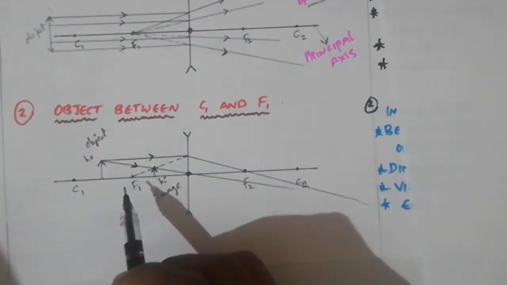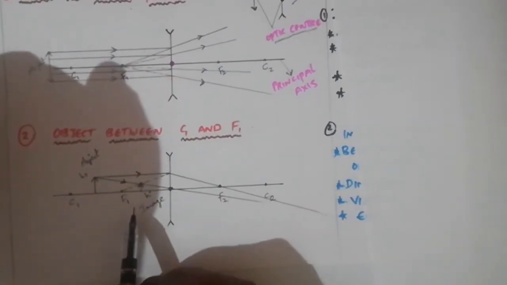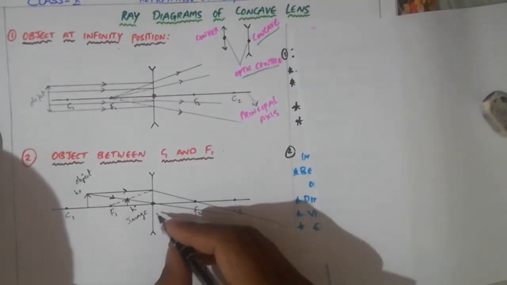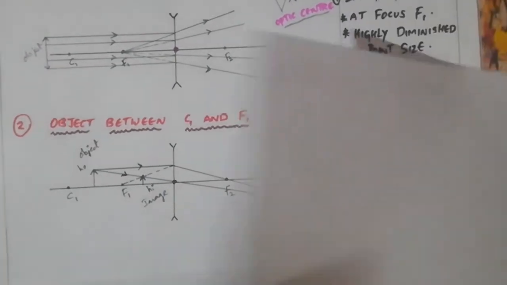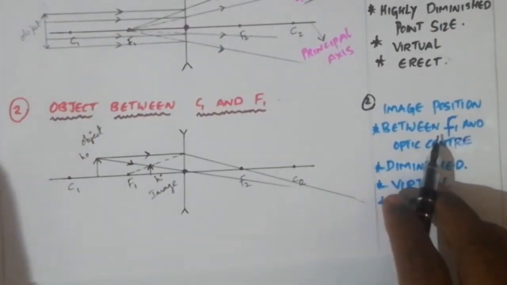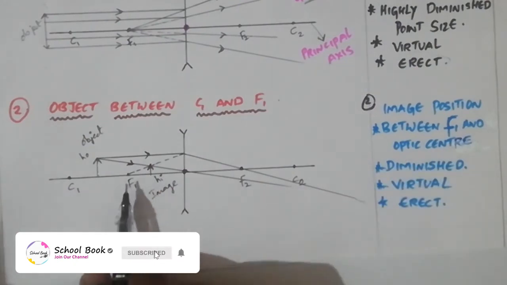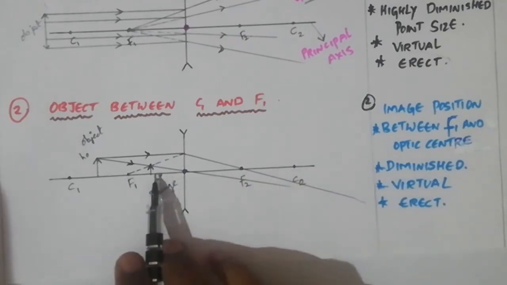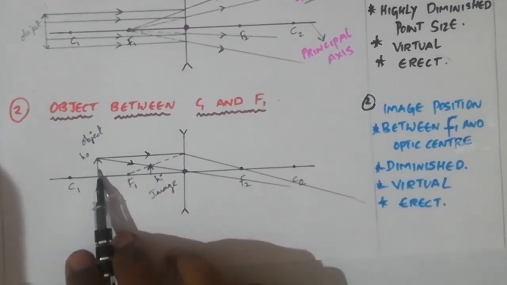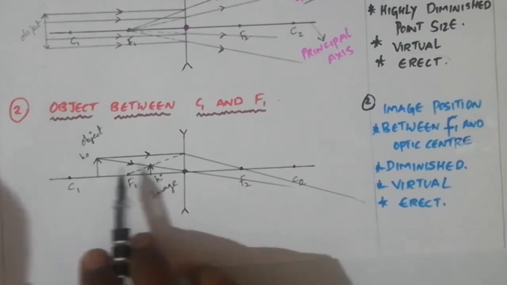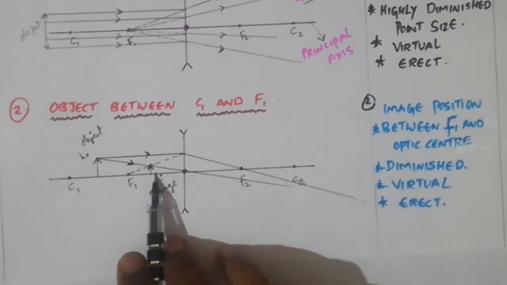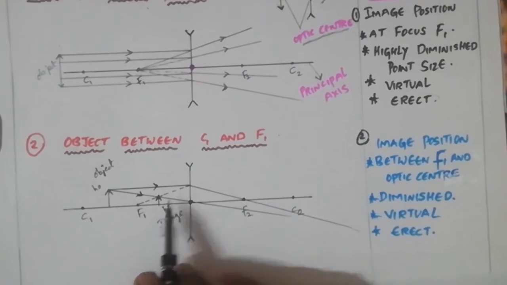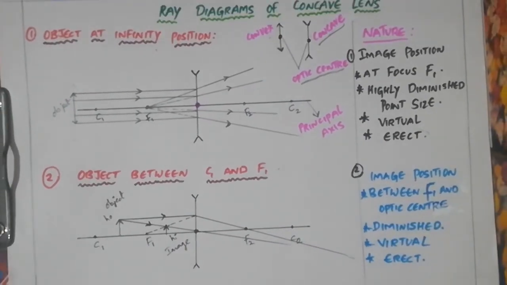When the object is placed between C1 and F1, we get the image with the concave lens between F1 and the optic center. See the nature now. The image position is between F1 and the optic center, and it is diminished. I have taken the object as 1 centimeter, and the image is somewhat smaller than the object size, so it is diminished. It is a virtual image because it is in front of the lens, and it is also erect. So this is the explanation for the ray diagrams of the concave lens.